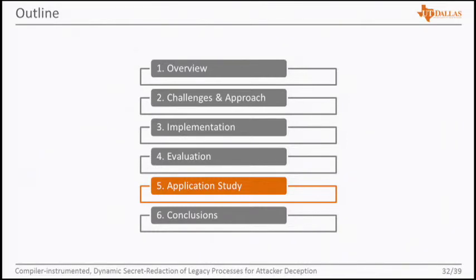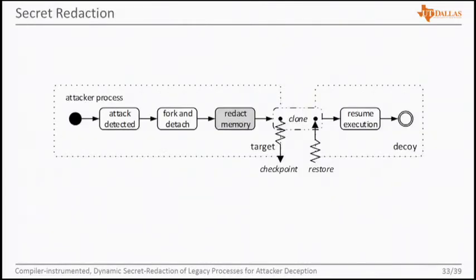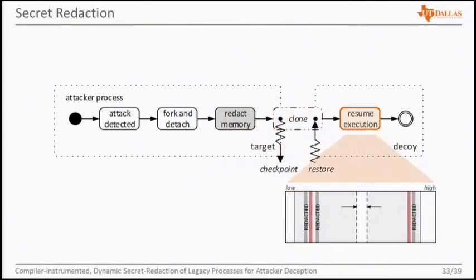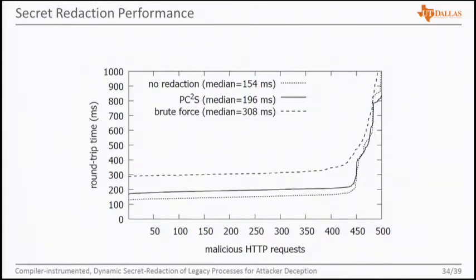As an application study for further evaluation of our system, we chose honey patching. As I mentioned, when the honey patch detects an attack, it forks the clone over to this unpatched decoy. The problem is, how do we redact secrets from memory before we allow the attacker to run over there? First, we instrumented the server with our PC2S, or pointer combined semantics. Then we implemented a redactor that scans the memory byte by byte and replaces the secrets from the other users with fake data. We then allow the process to resume in the decoy safely. To test the performance of the redactor, we created an experiment where 500 malicious requests were sent to the server and measured the response times.